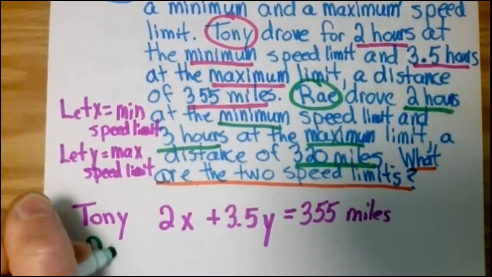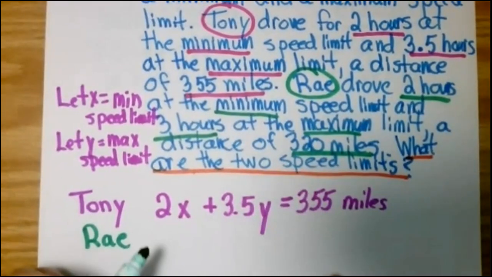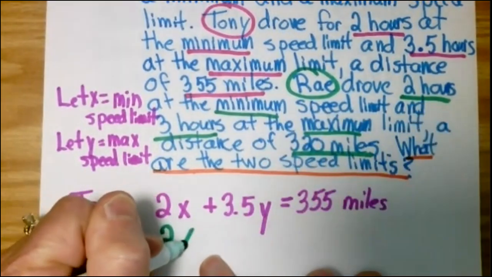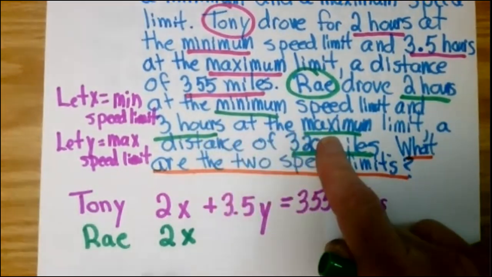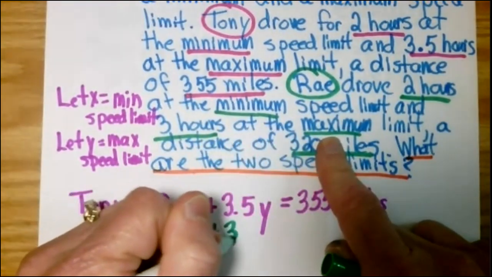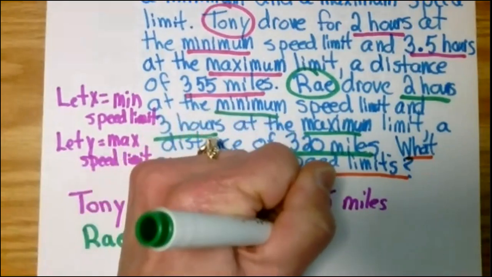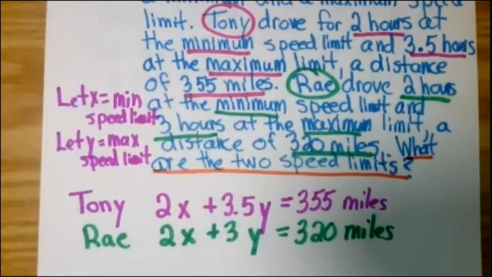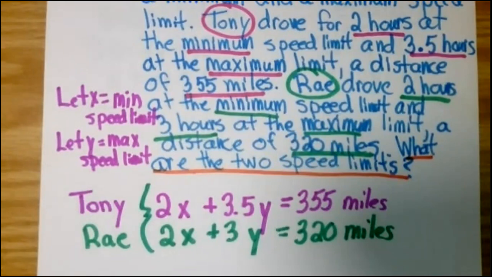Since I started her in green, we're going to make her green. So for Ray, she drove 2 hours at the minimum speed, 2x, and 3 hours at the maximum speed, plus 3y equals a total distance of 320 miles. Now we have our system of equations. Here is our system of equations that we're ready to solve.